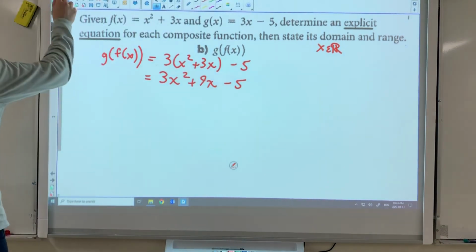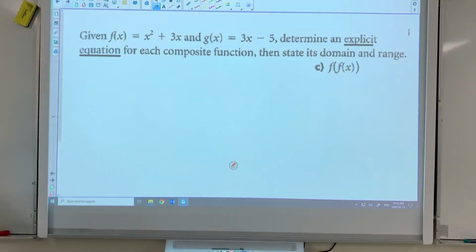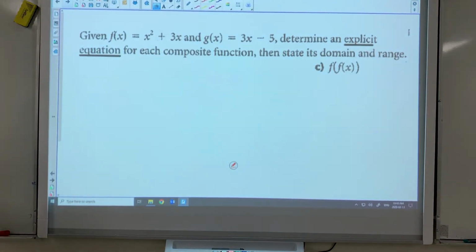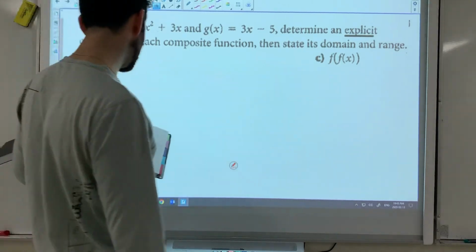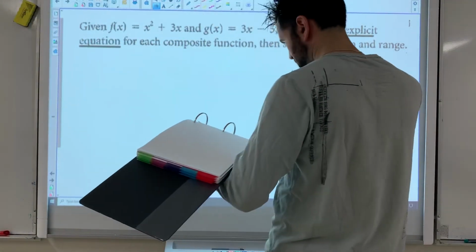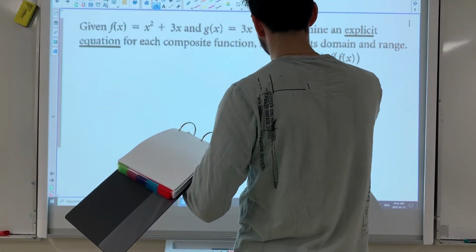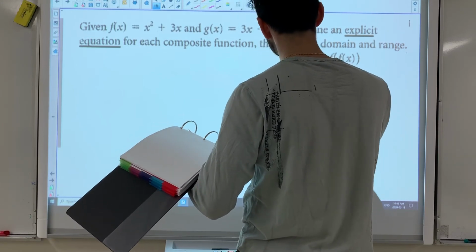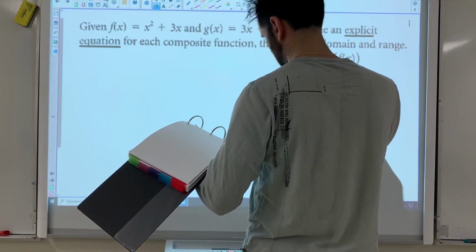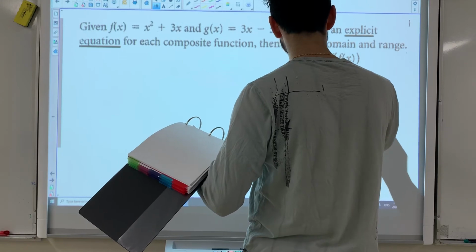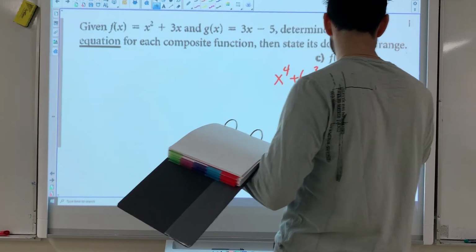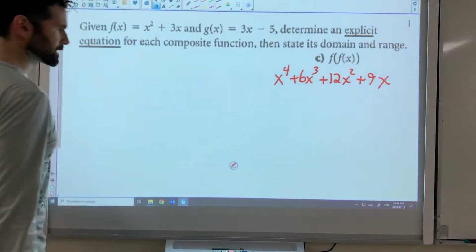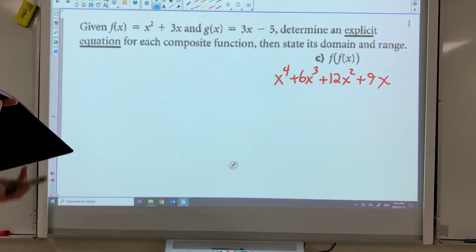Let's skip this one. I think we get it, right? You can plug f of x into itself. Let's just do it. Actually, no, let's not. I'll give you an answer though. You can turn it into a try it yourself. I'll give you the answer that you'll get if you were to do it, because I did it. So if you want to try another one, there it is. x to the 4 plus 6x to the 3 plus 12x squared plus 9x.